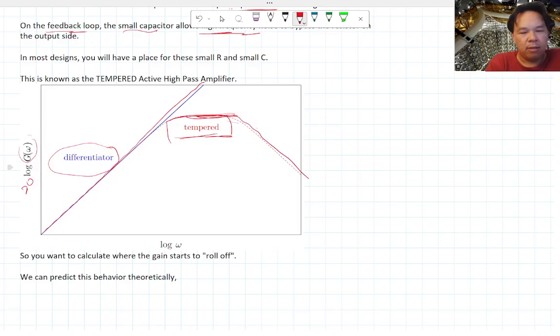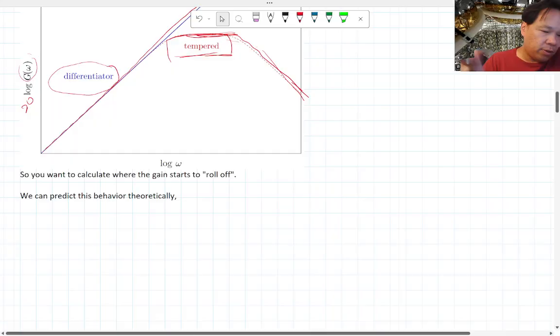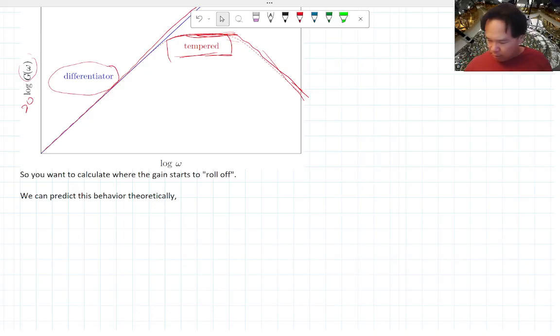In fact, the gain actually goes to 0 as the frequency goes to infinity. So the book doesn't do this, but you can actually predict this behavior theoretically by adding these impedances to your calculation. So let me just show you how to do that.